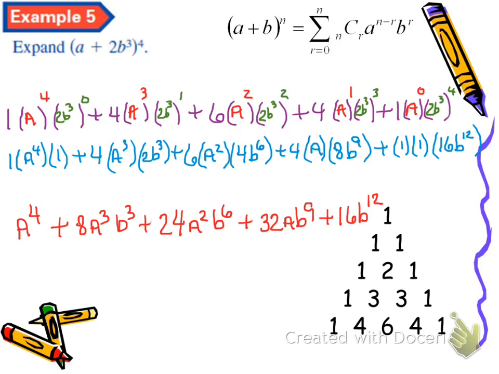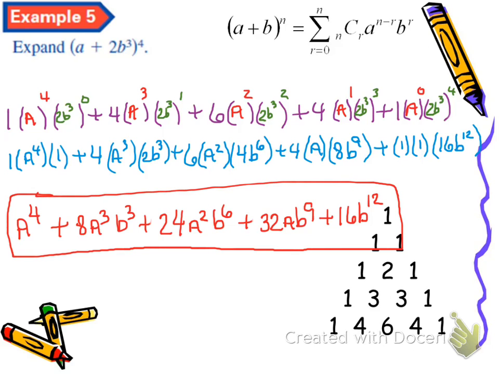Alright, if you expanded example 5, you should have ended up with a to the 4th plus 8a cubed b cubed plus 24a squared b to the 6th plus 32a b to the 9th plus 16b to the 12th. If you did not end up with this answer, maybe go back, pause this video, examine the work that I've shown here, find where the discrepancies are. Okay, let's move on to the next example.